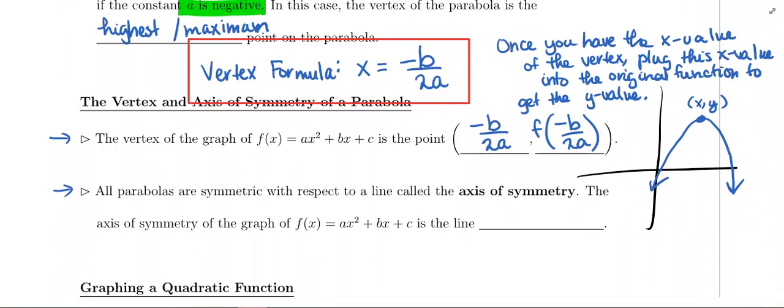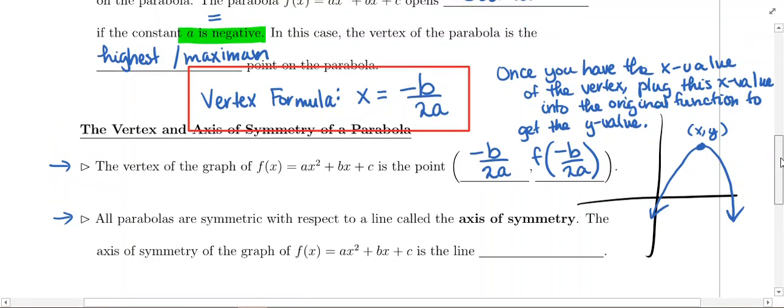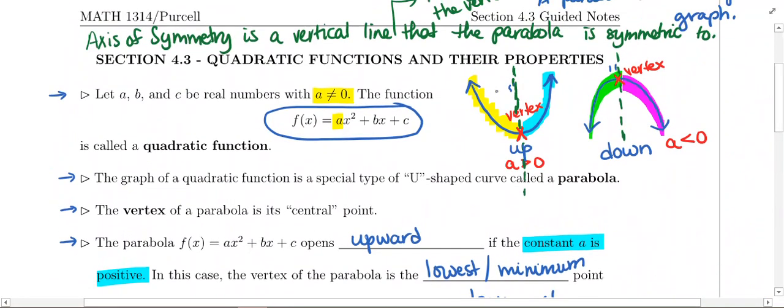If we complete filling in the blank down here on this bullet point: all parabolas are symmetric with respect to a line called the axis of symmetry. The axis of symmetry of the graph of y equals ax squared plus bx plus c is the line blank. You're going to have to identify the axis of symmetry if you are given a parabola, so you're going to have to write down what it is. The axis of symmetry is a line, a vertical line, so you're going to have to write down its equation.